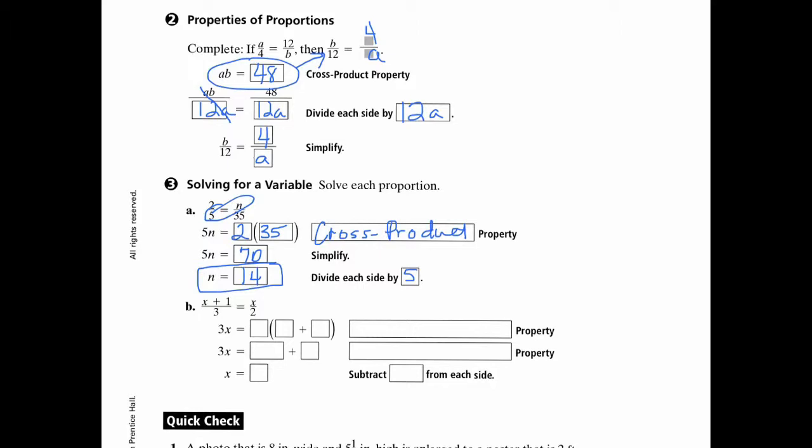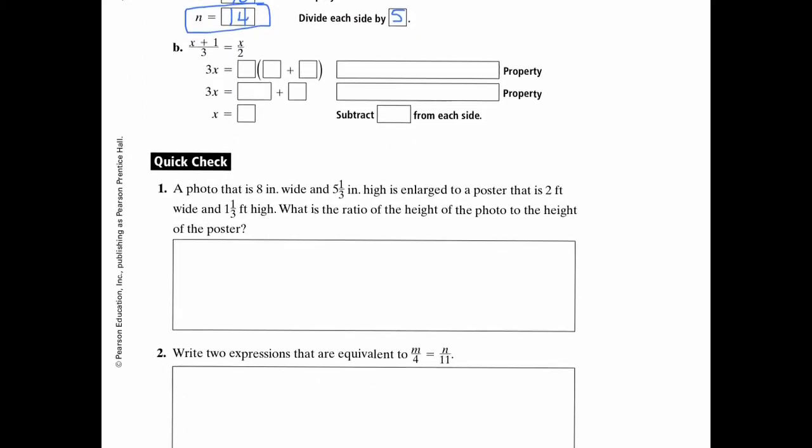Okay, any questions? All right. So let's go on then to part B. Now this might look a little different. Hopefully you did some of this in middle school, but that isn't always the case. So if I cross multiply the 3 times the x, I'm going to get 3x. But then I also need to multiply 2 times x plus 1. Okay, but since x plus 1 is the entire numerator, I have to put it in parentheses because I want to multiply the whole thing by 2. Okay, so that's using our cross product property again.